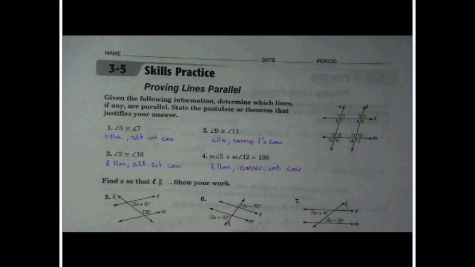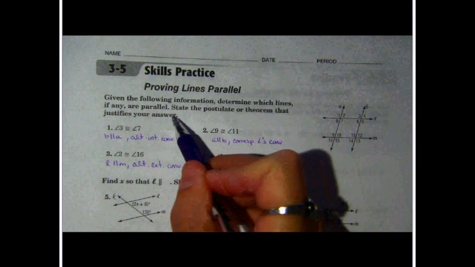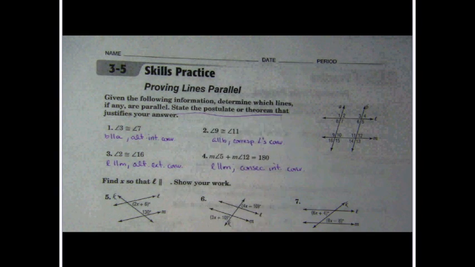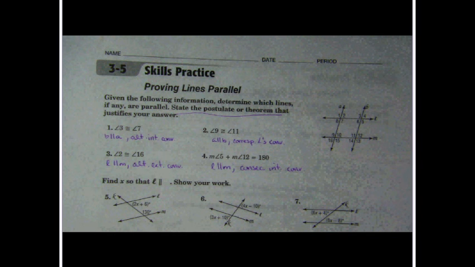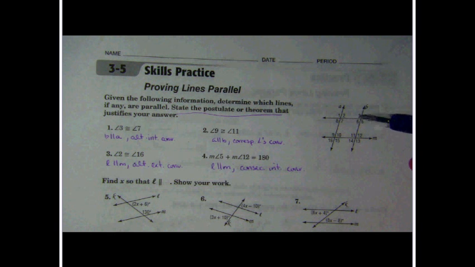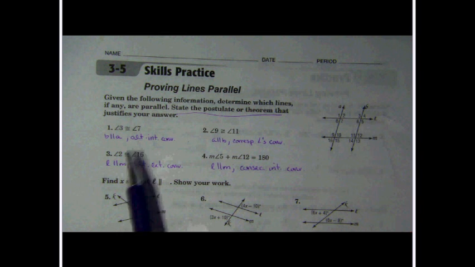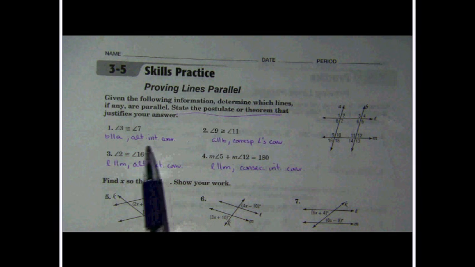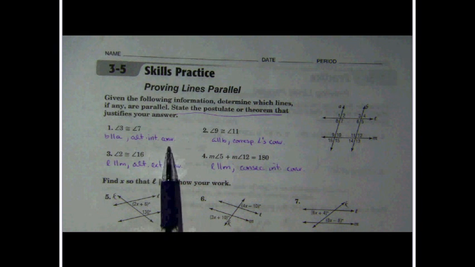Let's go over these. And on this one, it said to state the postulate or theorem that justified our answer. So I had 3 and 7. That made A and B parallel because 3 and 7 were alternate interior angles, so that's the alternate interior converse. That's what my abbreviations are.